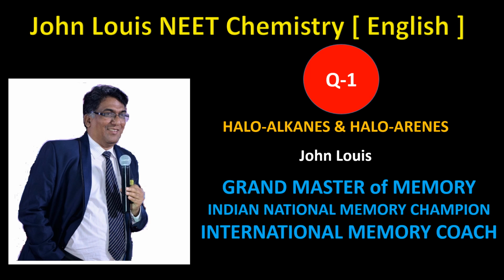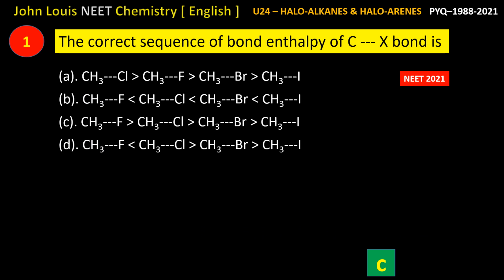In this presentation, we are going to see question number 1 from the Haloalkanes and Haloarenes chapter. The correct sequence of bond enthalpy of carbon halogen bond is. So they are given 4 options: methyl chloride, methyl fluoride, methyl bromide, and methyl iodide.